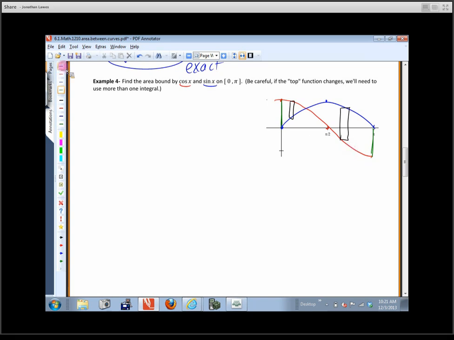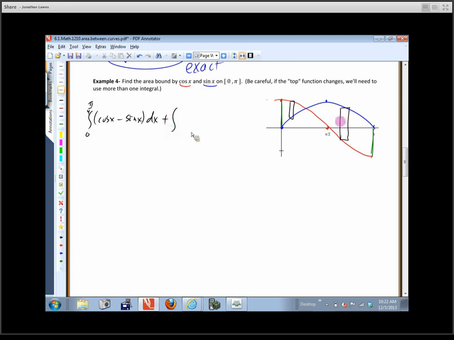So the first one is going to be the integral from 0 to pi fourths, top minus bottom, cosine x minus sine x dx. Then we're going to add what we get when we find this other area, because remember, the way we're structuring this, we're guaranteeing that this is going to be a positive quantity.